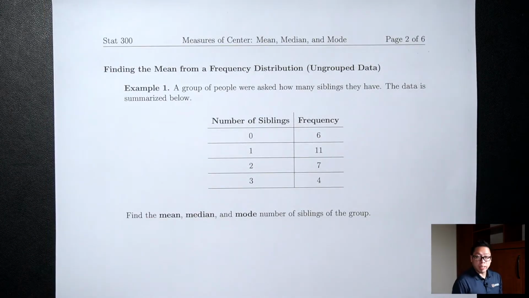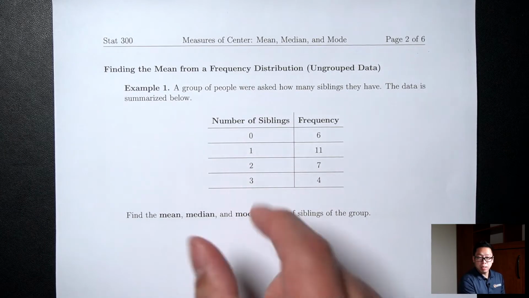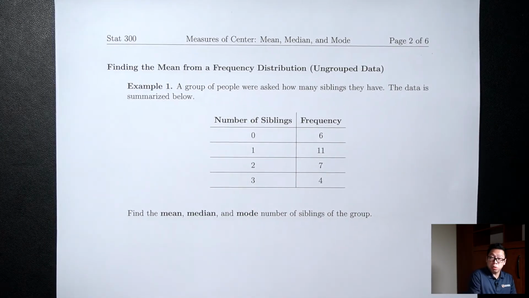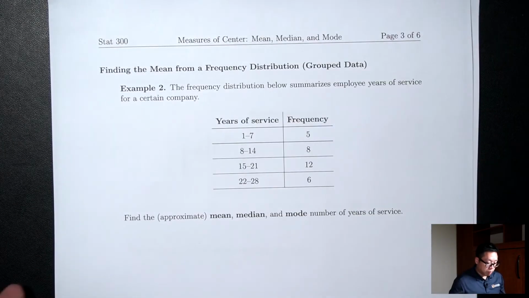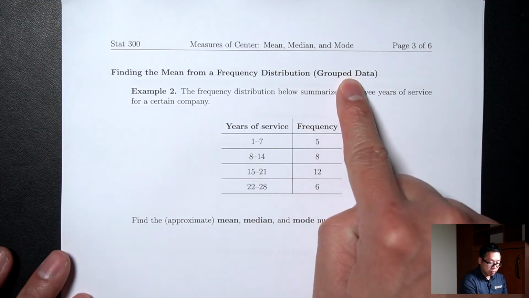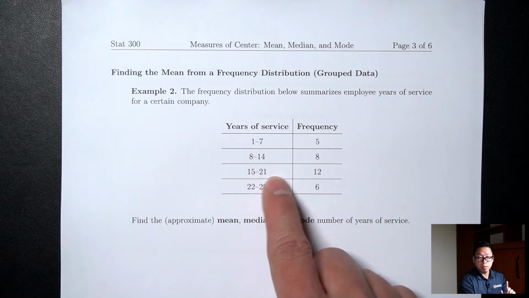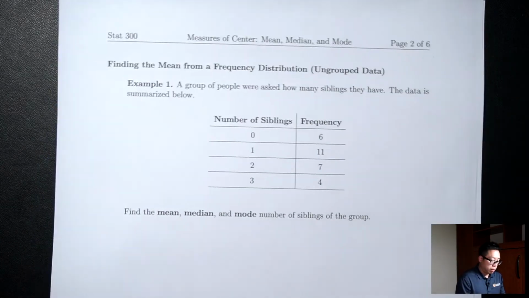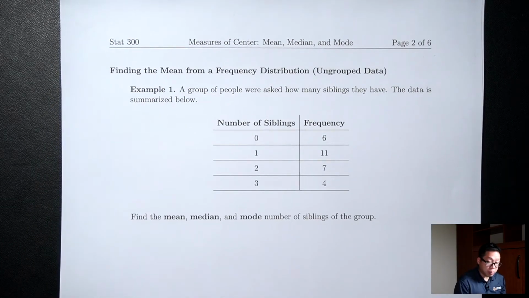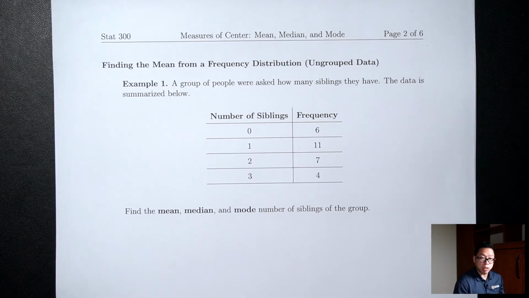Example 1 here, we have a table for ungrouped data. And all that means is that we're not breaking up the data into ranges like we are in example 2. In example 2, we have a table for grouped data, and notice that we're breaking up the data into ranges. Let's go back to example 1. A group of people were asked how many siblings they have. The data is summarized below.